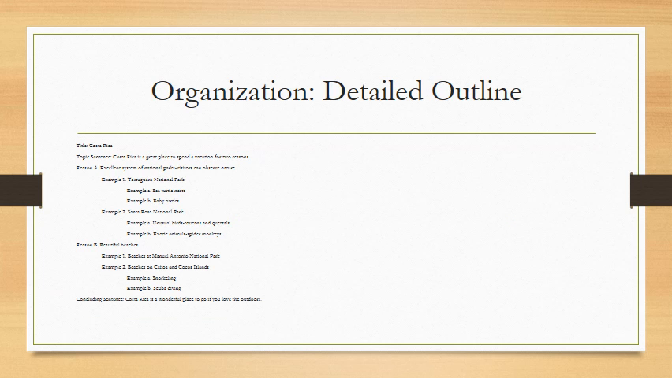So this doesn't come out so great on my screen, but you should have this in your book. This is just basically a detailed outline of it. The thing to pay attention to really is that we have two reasons. Reason A is the national parks and reason B is the beaches. So in this outline, for each one of those reasons, we're giving two examples. And for some of the examples, there's additional examples as well.